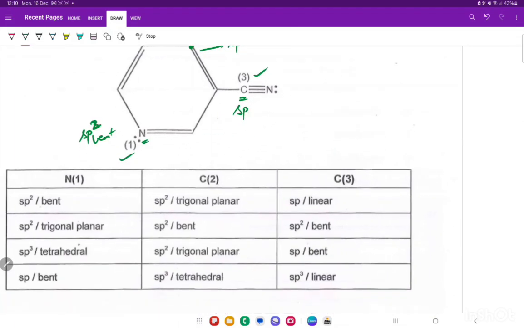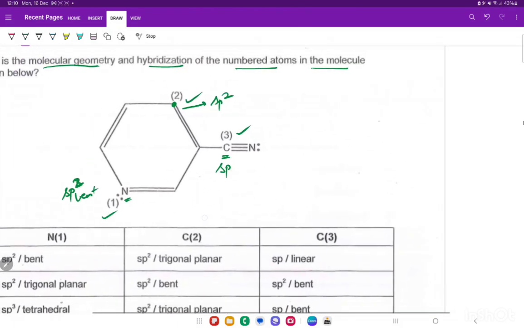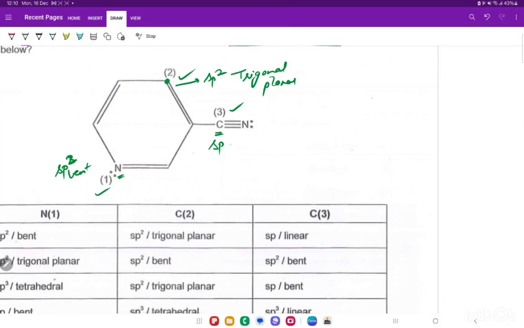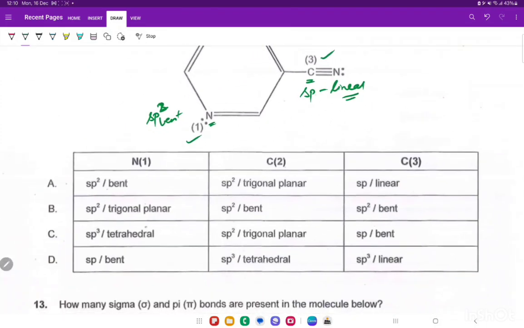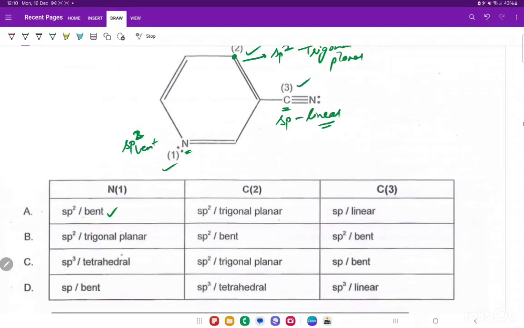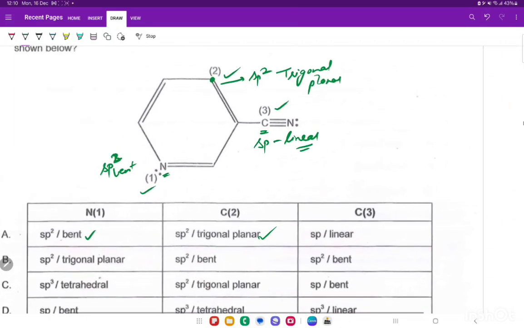sp2 with a lone pair is a bent shape. Simple sp2 is trigonal planar, and sp is always a linear molecule. Therefore my option is sp2 bent for nitrogen, and for carbon sp2 trigonal planar, correct, and for carbon 3 it is sp linear, correct.